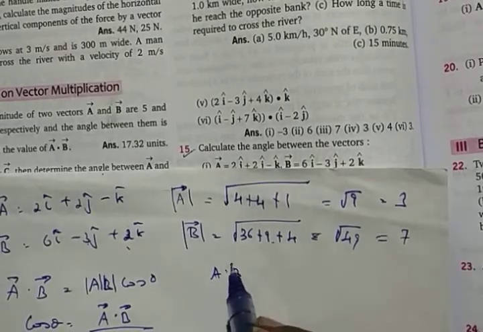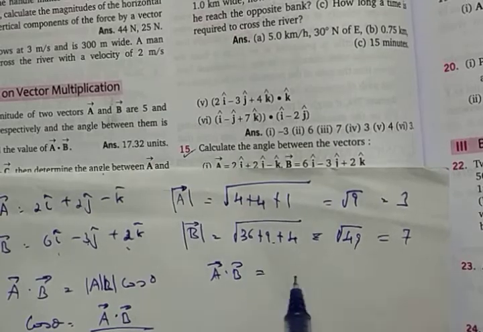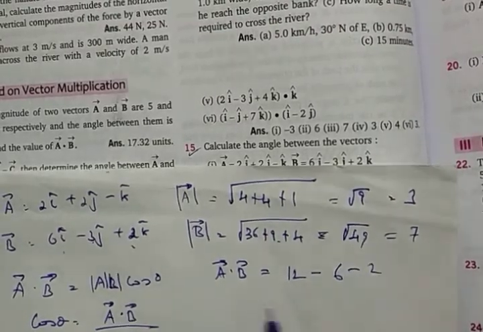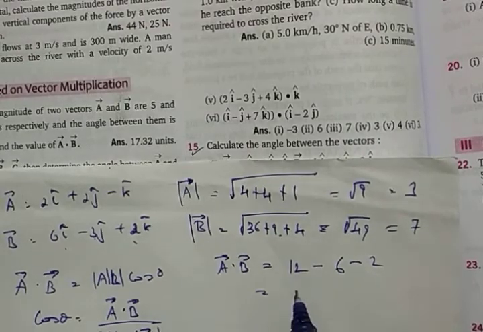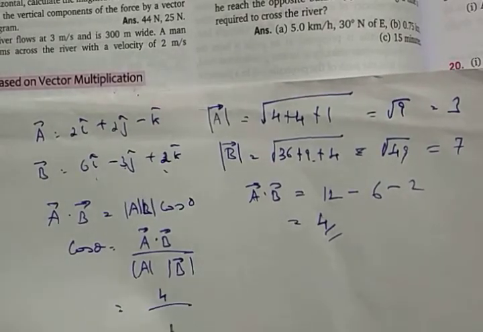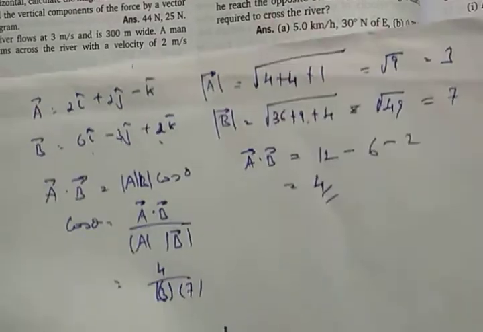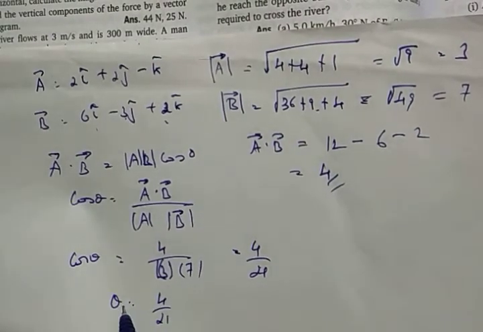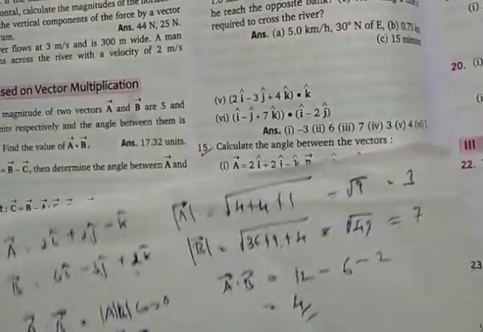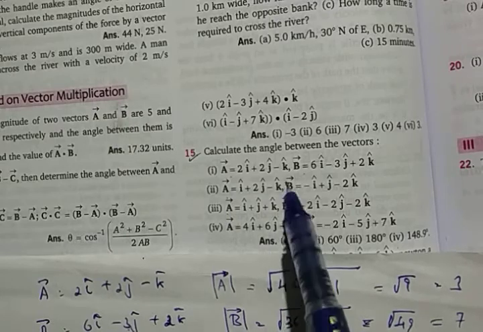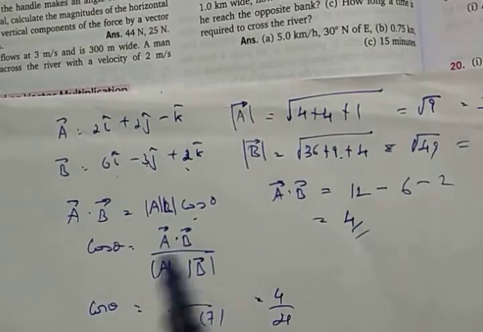And what is A dot B? You have to calculate only I and I. That's going to be equal to 12, and here minus 6, and here minus 2. So you get here 4 as the answer. Putting everything together, you will get the answer here. Cos theta is equal to A dot B upon the magnitudes, 4 upon 3 into 7, 4 by 21. So theta is going to be equal to cos inverse of 4 by 21. So you get here 79 as the answer. Same way you need to do it. Find the modulus of A, the modulus of B also, and then A dot B you find out. All three you put in this equation, you will get the answer.